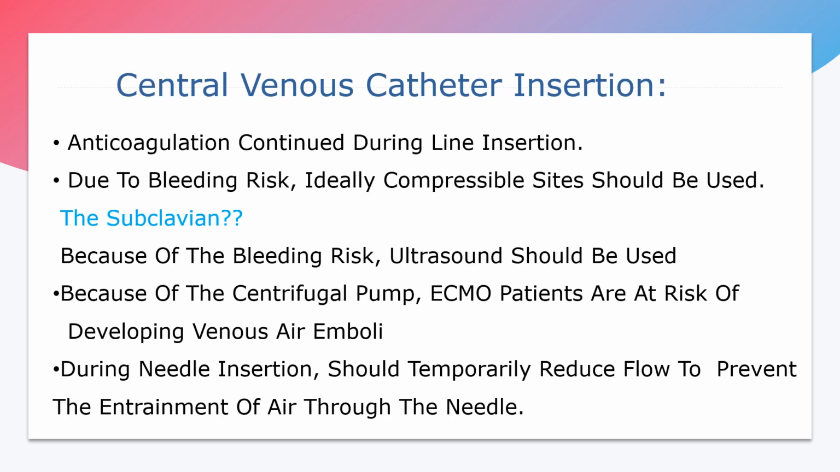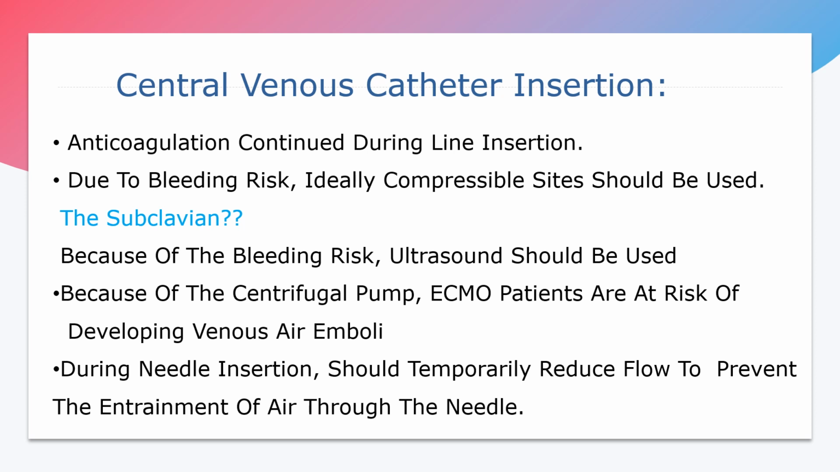Central venous catheter insertion should ideally be done before insertion of ECMO. Also, perfusionists should be at the bedside during the insertion. Anticoagulation can be continued. As there is a risk of bleeding, ideally a compressible site should be used. We should avoid the subclavian as much as we can. Also, when inserting the line, we should use ultrasound.